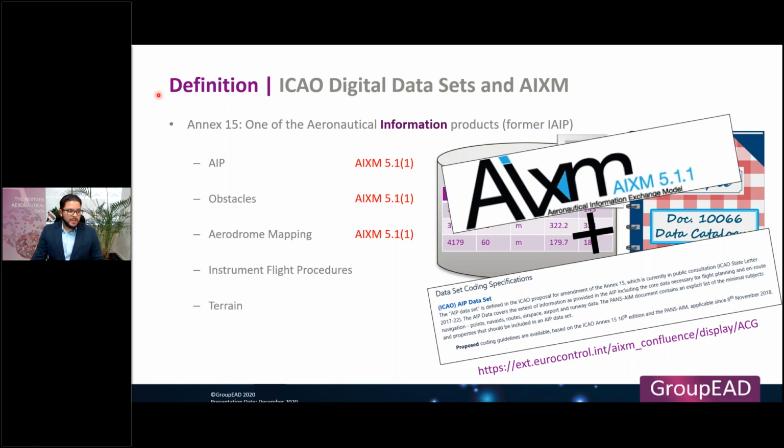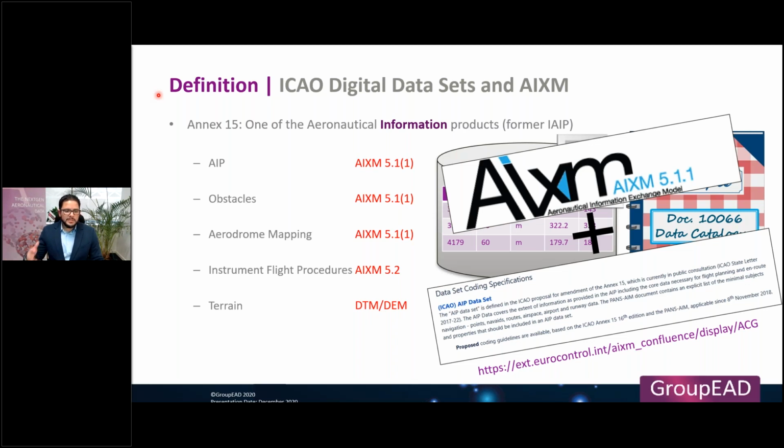Well, for those, we would need to wait until the new release of AIXM, which is AIXM 5.2. And we will for sure also have some coding guidelines specifically for fulfilling the instrument flight procedures data set. What about terrain? For terrain, it's not really supported by AIXM.